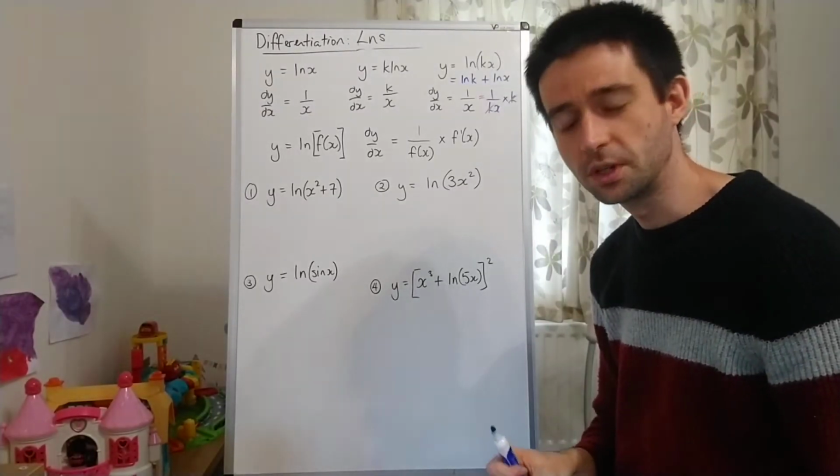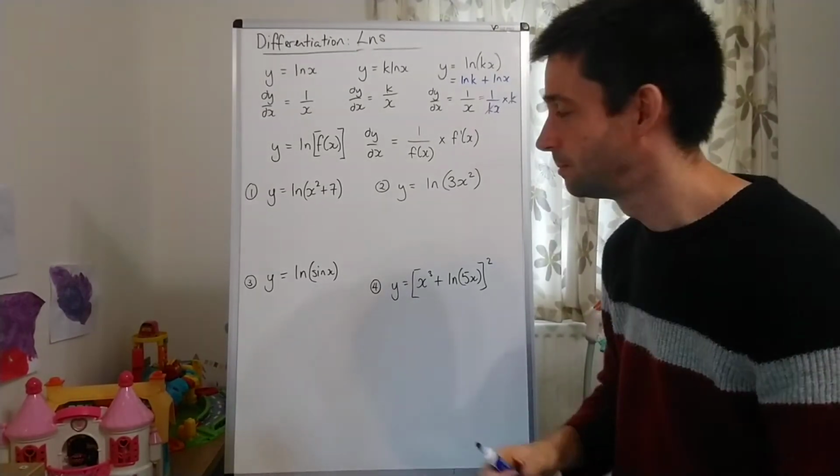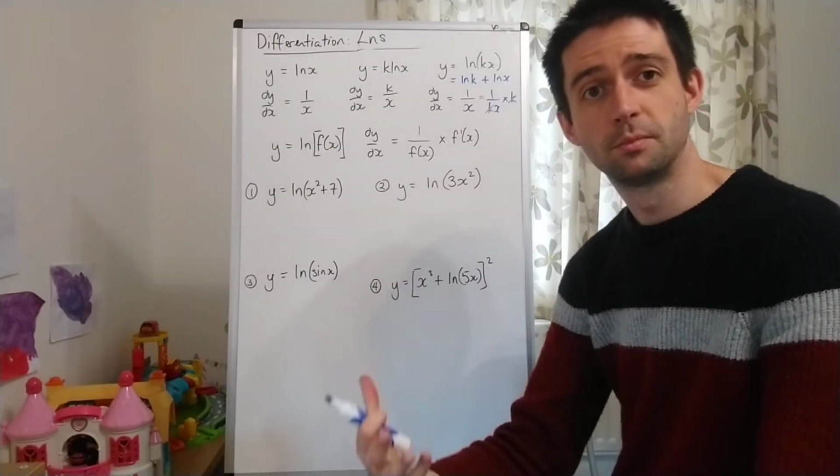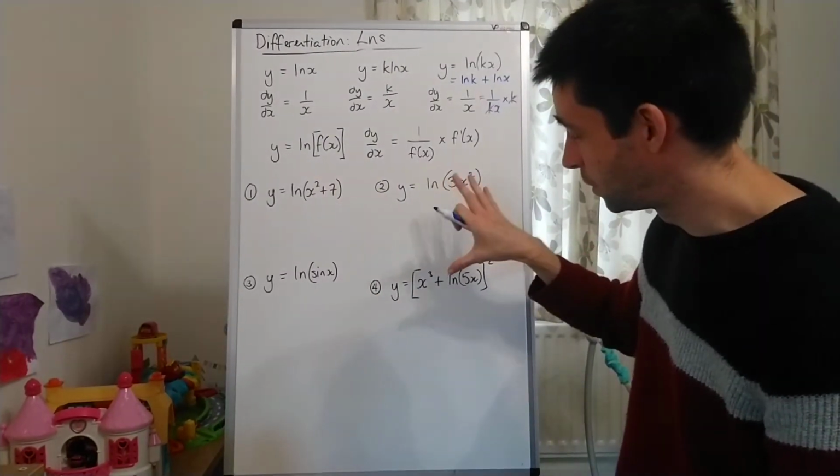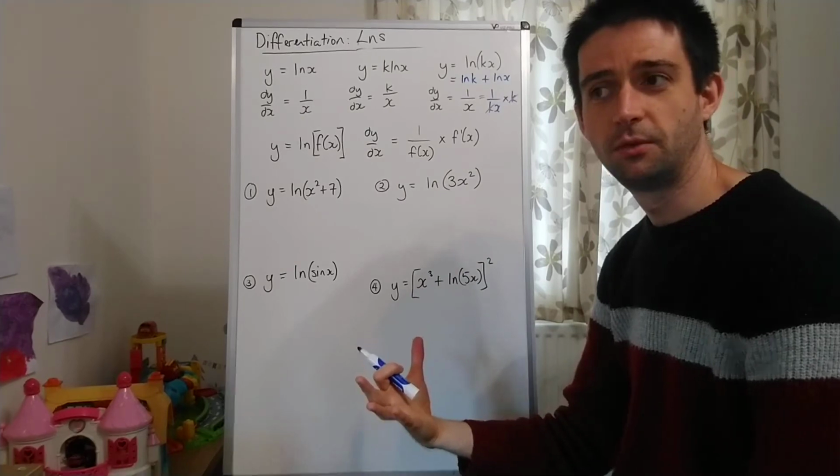And we're just going to do 4 examples of that to get you to get the hang of it. But before I go through them, pause the video and have a go yourself at each of the 4. 1 over bracket times differentiated bracket.